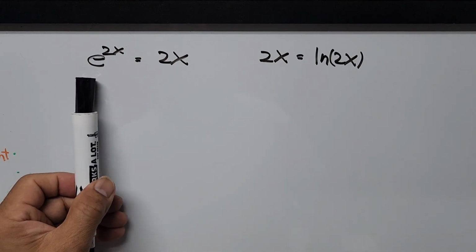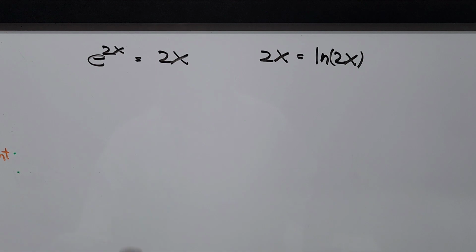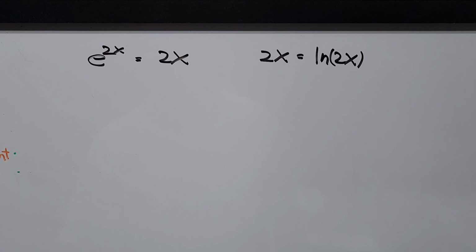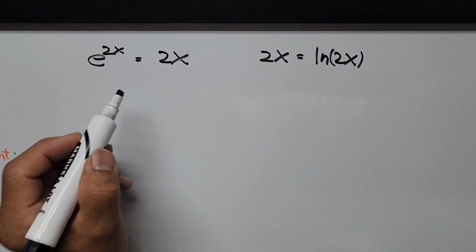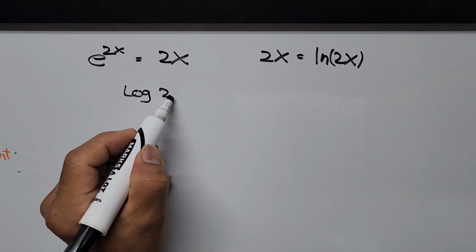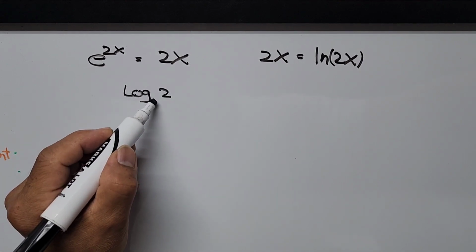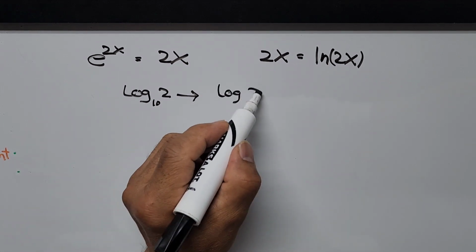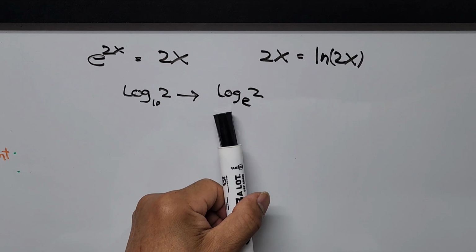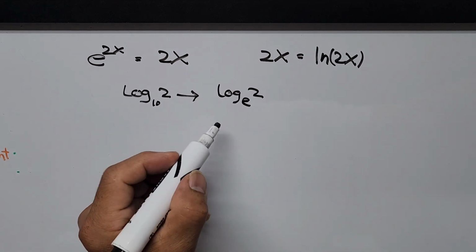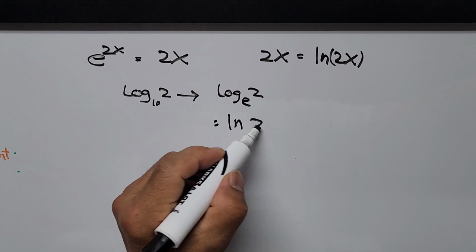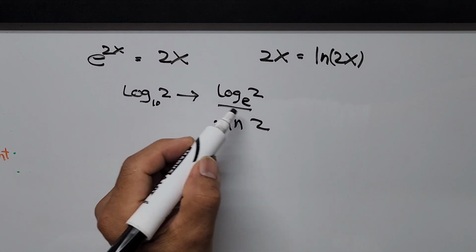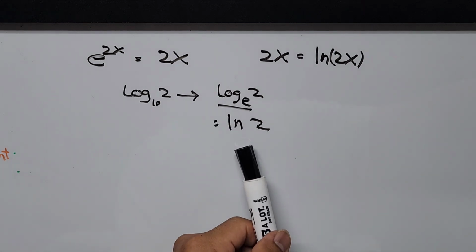Exponential form, base is e. E to the power 2x equals 2x. Whenever you see e as the base, we'll be using natural logarithm instead of common logarithm. Let's say we have the common logarithm, log of 2, that is base 10. For logarithm of 2 to base e, that is the natural logarithm, it is equal to ln of 2. Since ln is base e, instead of writing log base e of 2, we have ln of 2.